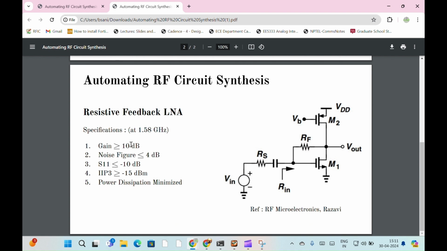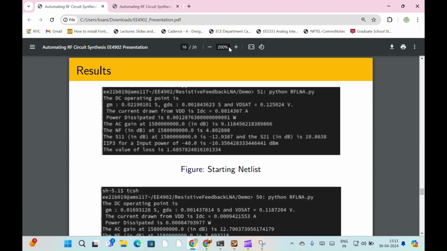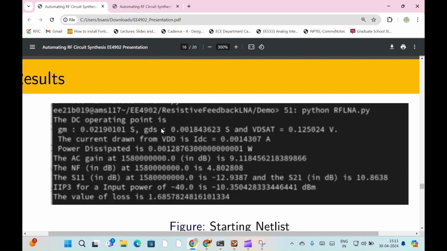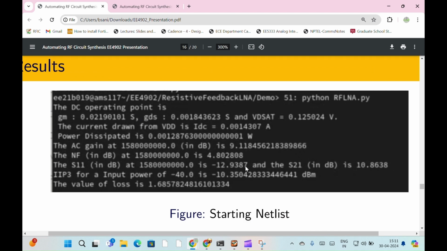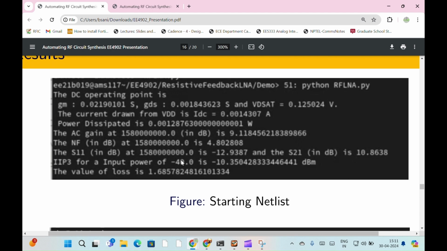The gain needs to be greater than 10 dB. The noise figure needs to be less than 4 dB. The S11 needs to be less than minus 10 dB. The IIP3 needs to be greater than minus 15 dBm. And this is the initial netlist. It has an AC gain of 9.11 dB, which does not meet the spec, by the way. The noise figure starting off is 4.8 dB, which is again not meeting the spec. The S11 is minus 12.93, which meets the spec. IIP3 is minus 10.35, which meets the spec. The loss is 1.68 and the power dissipated is 1.28 milliwatt.